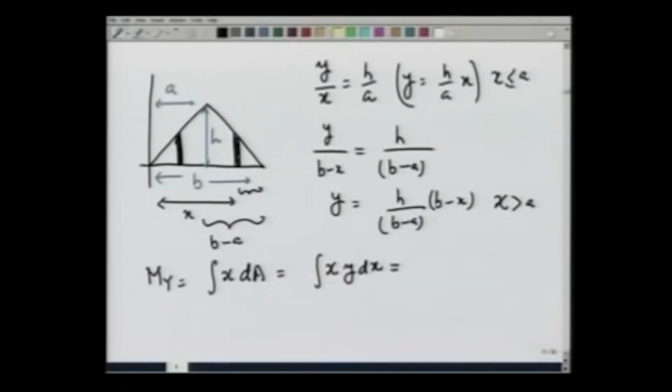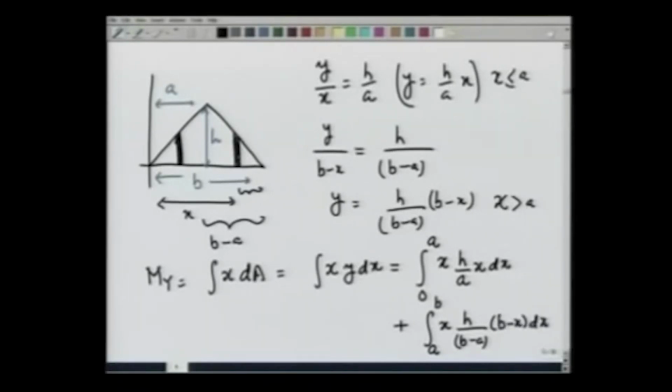So, I am going to write this as integration 0 to a x y, up to a, y is h over a x dx, plus a to b x h over b minus a times b minus x dx. That is m y, and you calculate this, the integrations you can perform easily. You get an answer for m y.